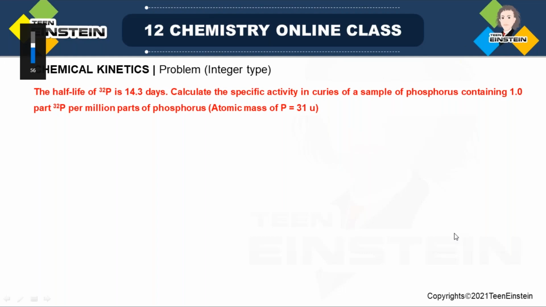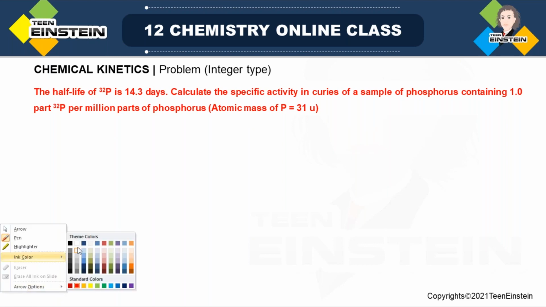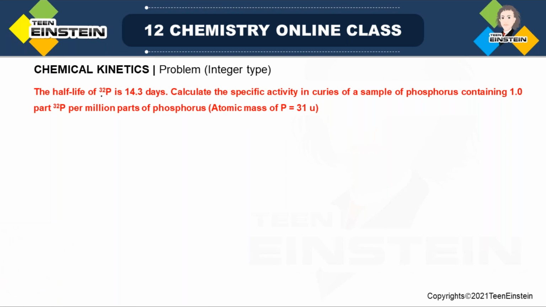Hello everyone. Today we will discuss only problems, and this will be the last class related to chemical kinetics. The first problem that we have here: the half-life for 32 phosphorus is given, which is 14.3 days. And we have to calculate specific activity, and it should be in the unit curie.